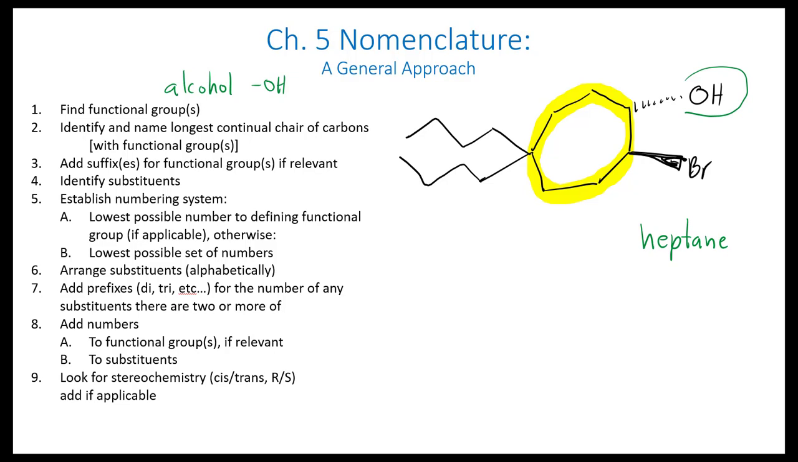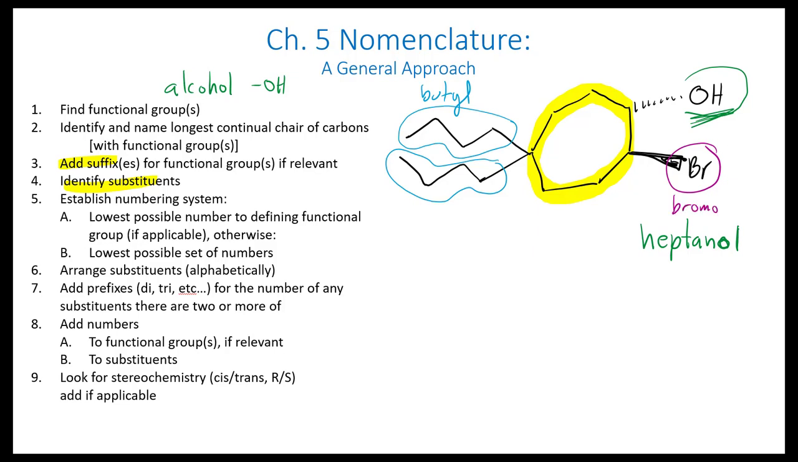So that's heptane. Because of the alcohol functional group, we're going to drop the E and we're going to add an OL for heptanol. And that's adding the suffix. Number 3, we want to identify the substituents. In this case, we've got a bromine, and we also have 2 4-carbon chains. So we've got 2 butyl groups, and we have 1 bromo group.